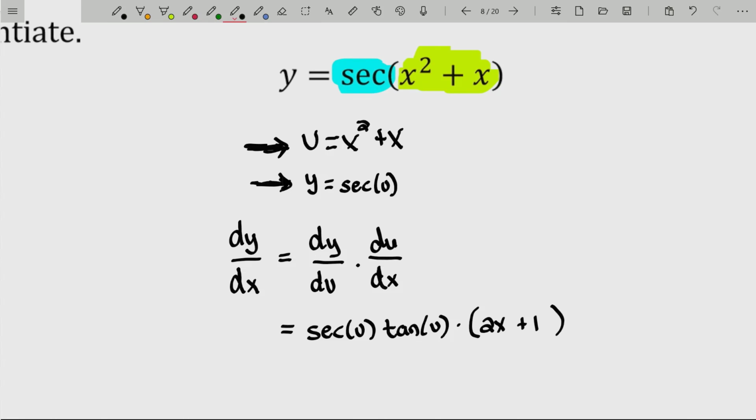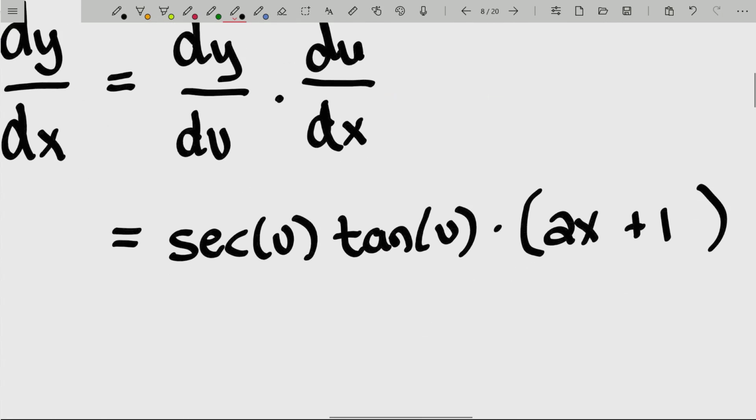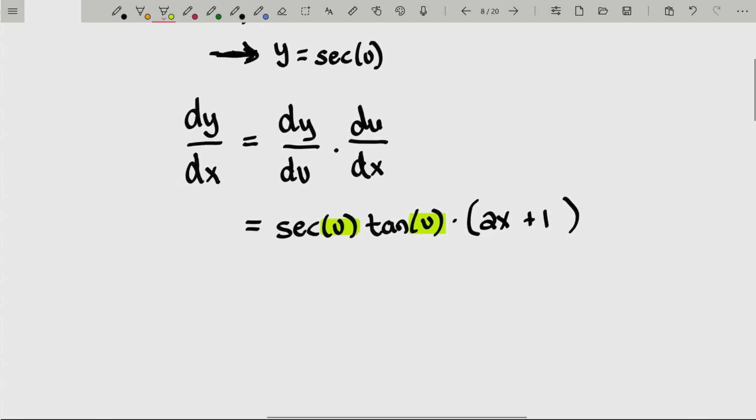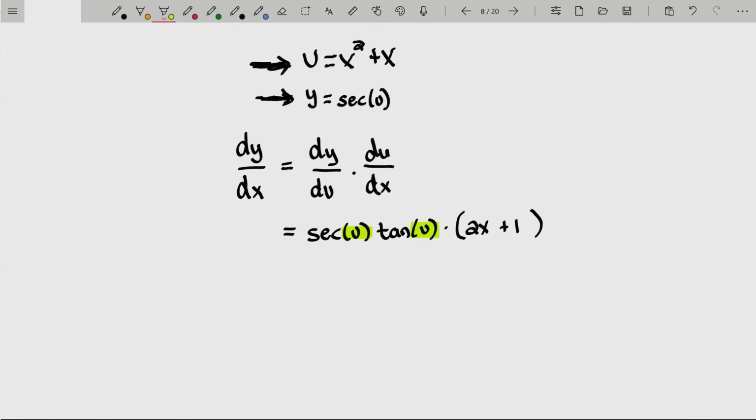Now this is actually not the derivative of y with respect to x because we haven't cleaned it up. You still have these u's in there, though our function was not really a function of u, so we're going to have to trade those out. Luckily, we know what u is equal to, x squared plus x. So this will be the secant of x squared plus x times the tangent of x squared plus x, and then finally times 2x plus 1.